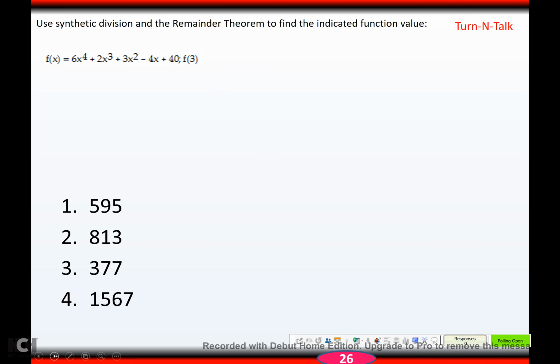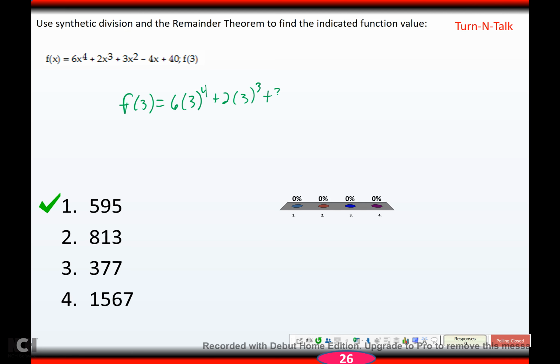Alright, so find f of 3 here, hit pause, come back when you're ready. If I find f of 3, I'm going to have 6 times 3 to the 4th plus 2 times 3 cubed plus 3 times 3 squared minus 4 times 3 plus 40. 3 caret 4 is 81. 3 caret 3 is 27. 3 caret 2 is 9. Negative 12 plus 40.